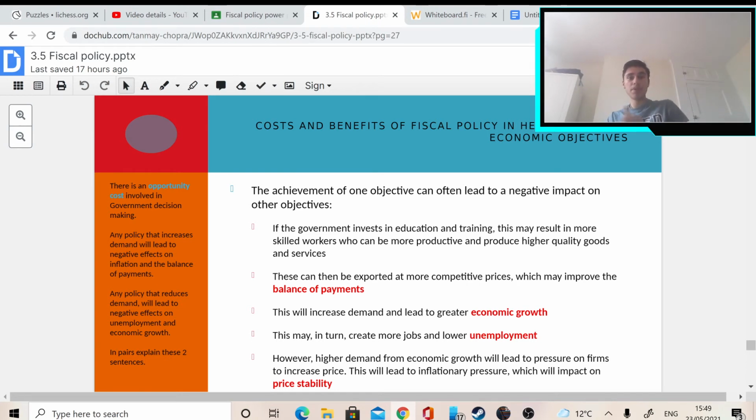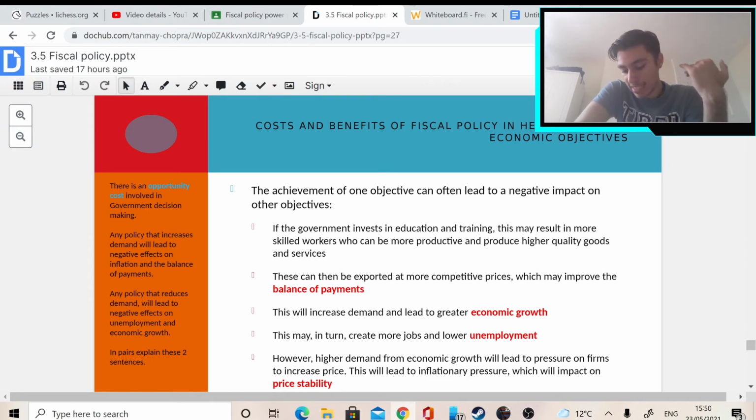Because then you will have less money borrowed because you'll get more revenue from the other countries. This will increase demand and lead to greater economic growth. This may in turn create more jobs and lower unemployment. However, now when employment increases, that means more people are working. That means there are more incomes in the country.